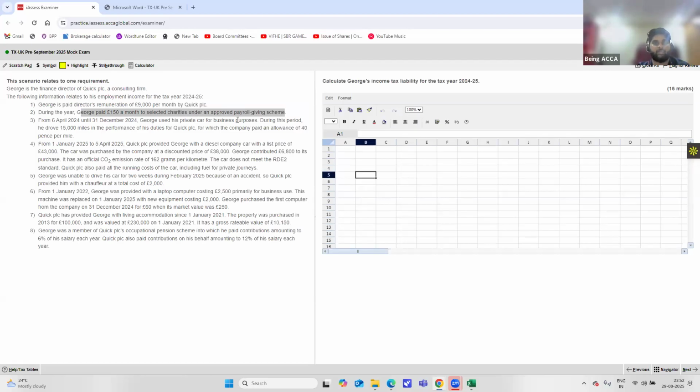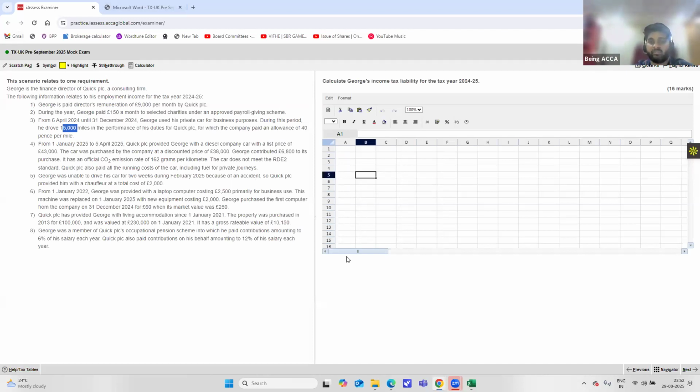George used his private car for business purposes, 15,000 miles. Here again, guys, only for NICs, miles will be at 0.45. But for income tax computation, the first 10,000 miles are at 0.45, and over 10,000 it will be 0.25. Always remember this point. All right. Very important. Do not ever get confused between the both of them.